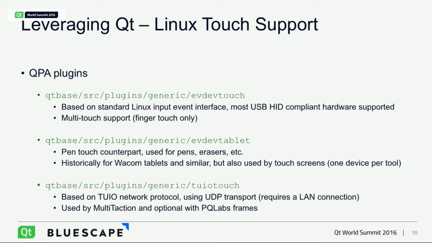Then we've got TUIO. So TUIO is interesting. TUIO is what's used by multi-touch. It's a network-based protocol. So instead, you connect a network Ethernet cable at the back of your display, and this is able to output UDP messaging on a specific TUIO protocol to your application. It sounds strange, but it's actually pretty good.